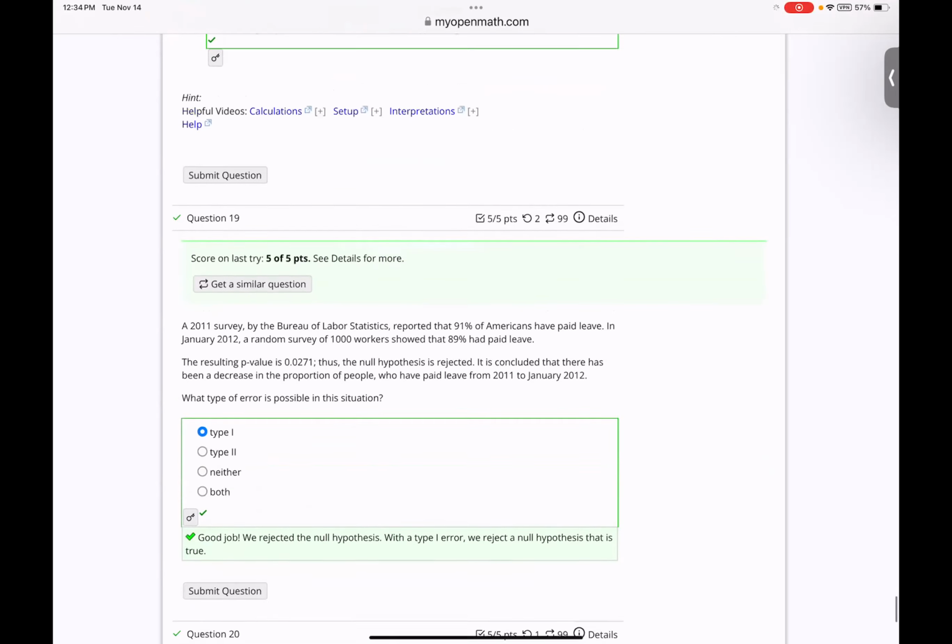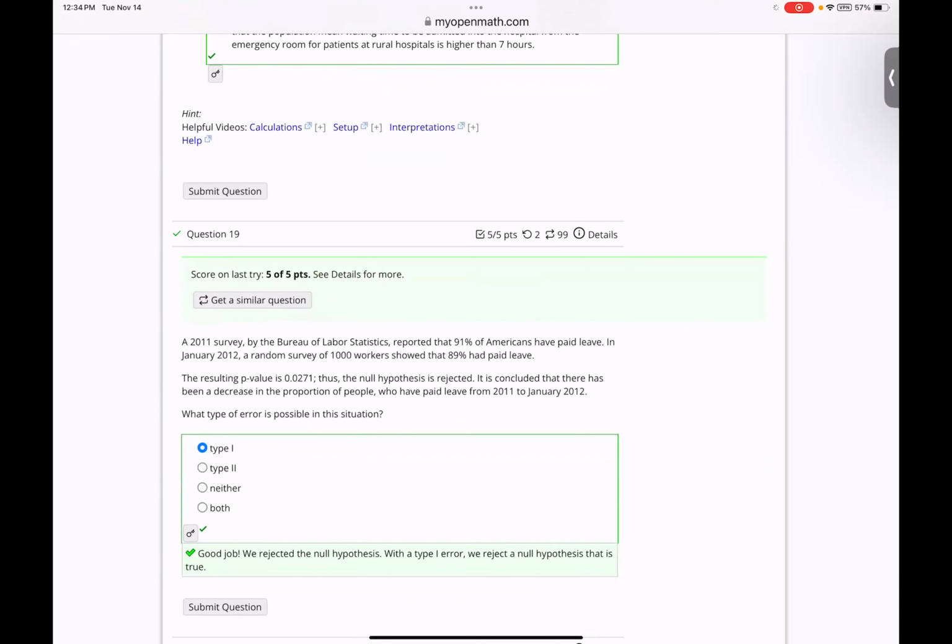Okay, problem 19. A 2011 survey by the Bureau of Labor Statistics reported that 91% of Americans have paid leave. In January 2012, a random survey of 1,000 workers showed that 89% had paid leave. The resulting p-value is 0.0271. Thus, the null hypothesis is rejected. It is concluded that there has been a decrease in the proportion of people who have paid leave from 2011 to January 2012. What type of error is possible?